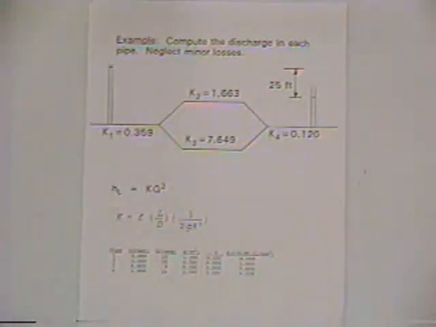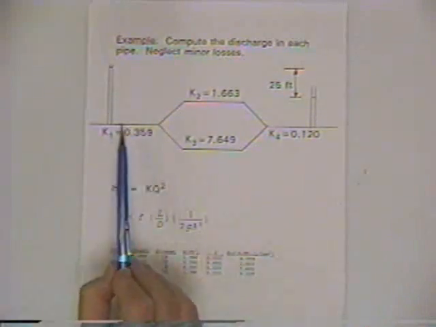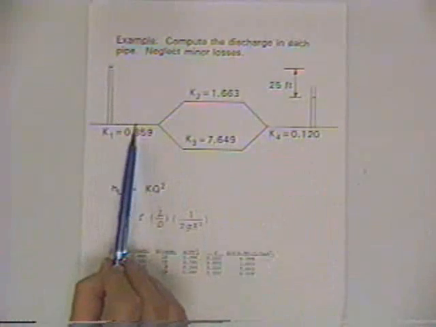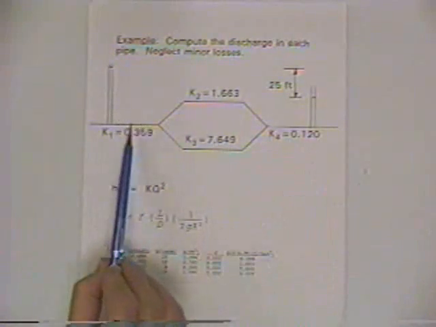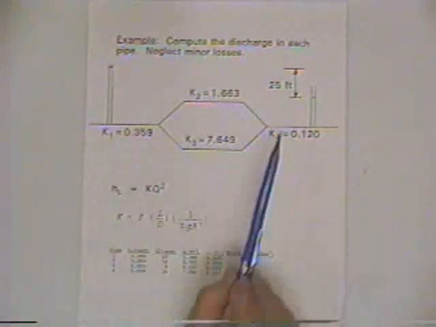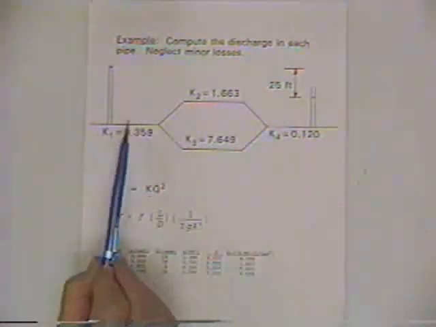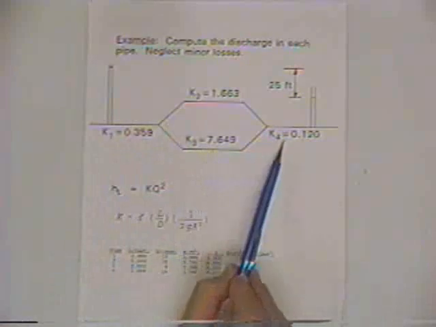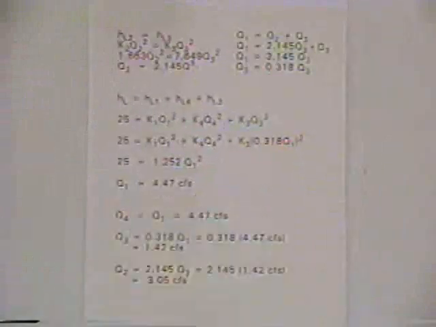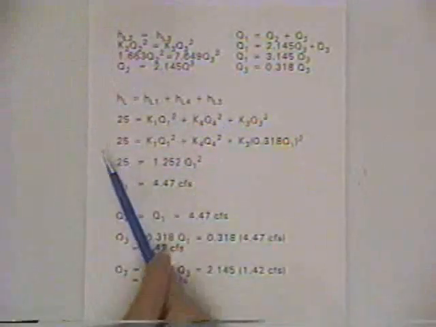And then having done that, we've got all the relationships between the discharges, and we'll just say that the total head loss from here to here is the head loss in this pipe, and we can go either route. You know, the head loss in pipe 1 plus pipe 2 plus pipe 4 is 25 feet, and likewise the head loss in pipe 1 plus pipe 3 plus pipe 4 is 25 feet. Either way is fine. Having said we're going to do it, let's do it.